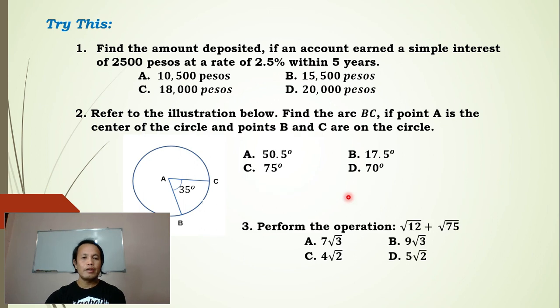Then last, perform the operation square root of 12 plus the square root of 75. Say A, 7 square root of 3. B, 9 square root of 3. C, 4 square root of 2. D, 5 square root of 2.